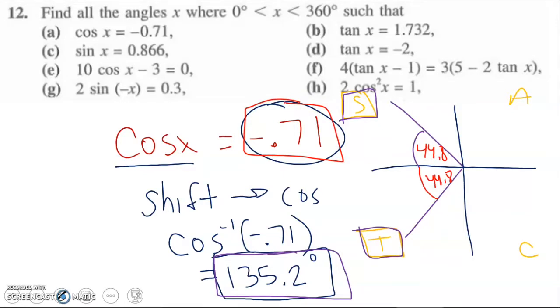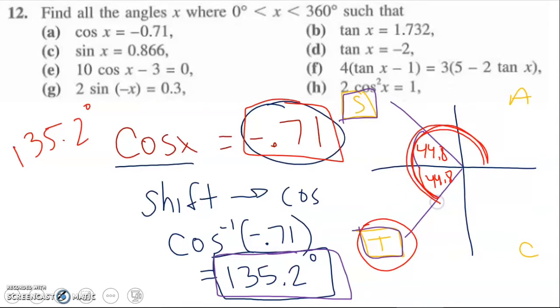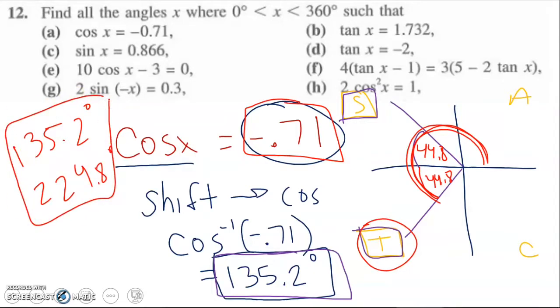So the first angle I already have, my calculator gave me that. That's 135.2. I need to find where this angle is right here. That's 180 plus 44.8, which ends up being 224.8 degrees. So here are both your answers. Now let's do at least a couple more.